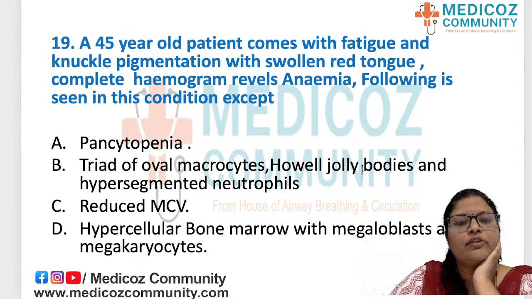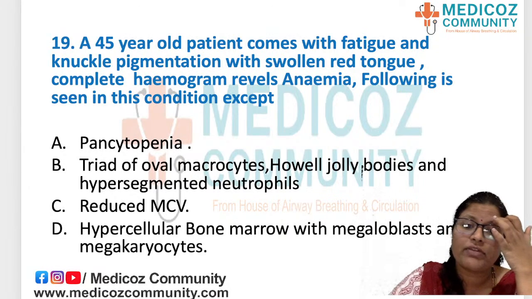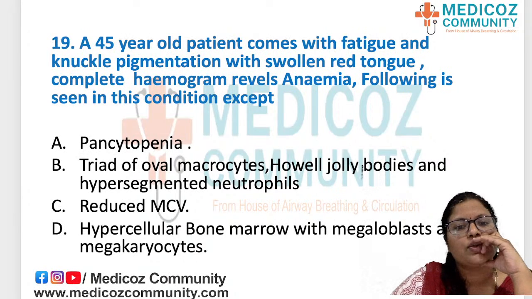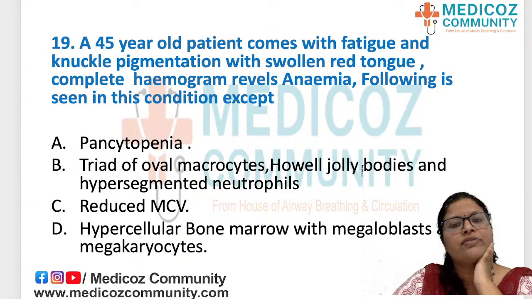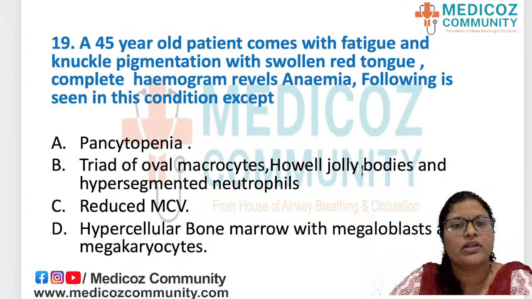So here he is a 45-year-old patient coming with fatigue and knuckle pigmentation. Easy question, okay? So he's coming with fatigue and knuckle pigmentation and a swollen beefy red tongue. The complete hemogram is ordered by his physician and this reveals anemia. Which of the following is seen in this condition except? So what do you think is not seen? First of all, let's see the options, wait for your answers, and then I'll tell you what condition this is.